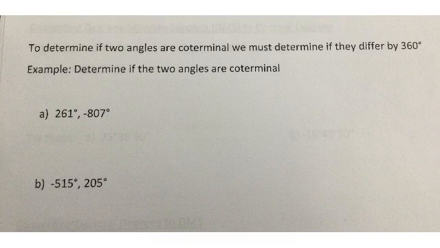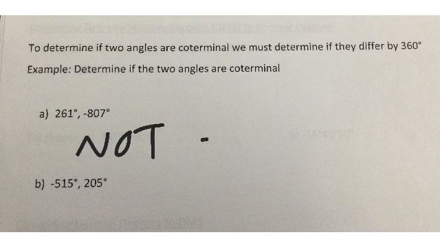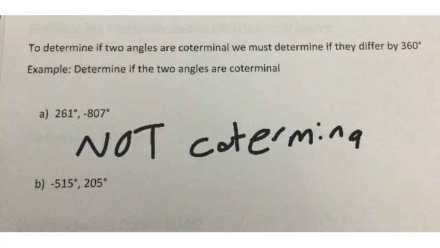Well, that's not quite to negative 807, so I could subtract 360 again, and then that puts me at negative 819, which is not matching up with negative 807. So once I finally rotate past it and I don't match it, then I know that these are not coterminal. Everybody follow how I did that? Just adding and subtracting 360.